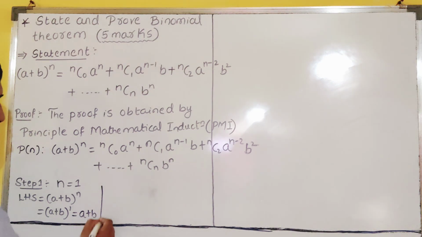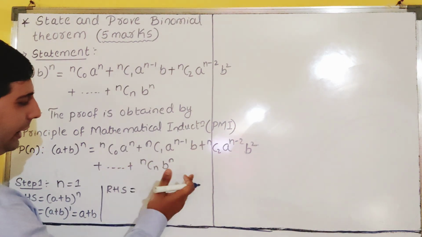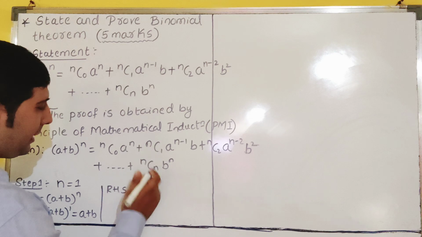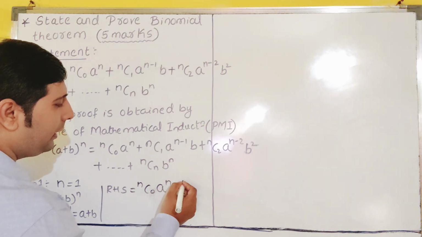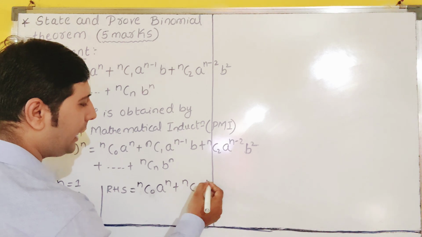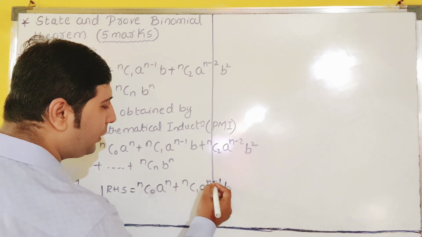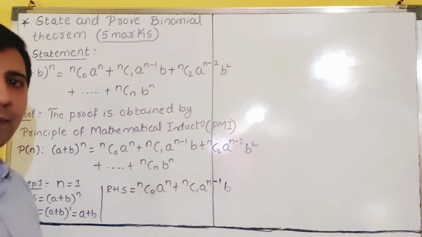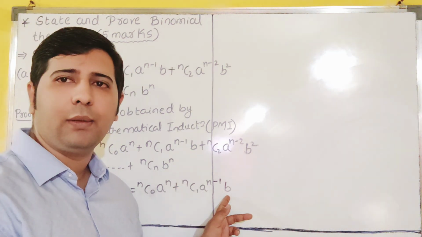So now let's come to RHS. RHS, what can you write? See, RHS is so big here. So how to take RHS, I will tell you. nC0 a raised to n, nC1 a raised to n minus 1 into b, dear students, into b. Correct? So now many of the students will ask, sir, why have you stopped here only?